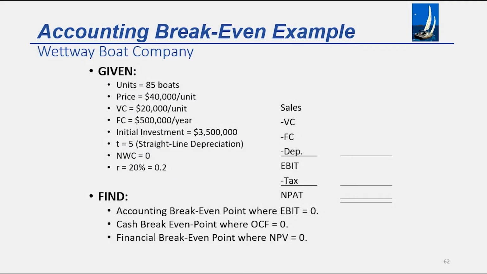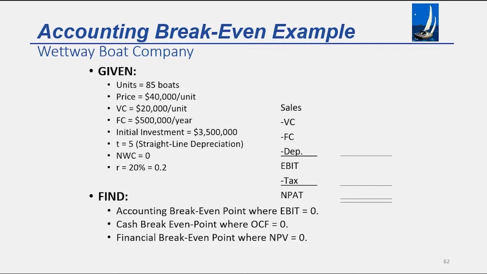Let's look at accounting break-even for a boat business. In fact, we'll look at accounting break-even here, cash break-even, and financial break-even. Again, these are all guesstimates. When you first open this business, you think you can sell 85 boats. You think you can price them at $40,000 per unit. Very nice sailboat. Variable cost to build these things is $20,000 per unit. Fixed costs are $500,000 per year.